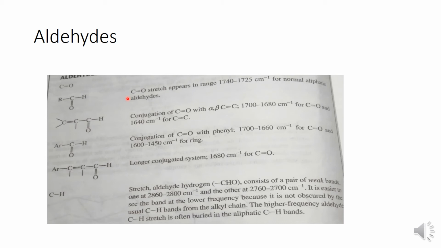Next is aldehydes. In aldehydes, the functional group is CHO, and the carbonyl CO stretch appears in the region 1740 to 1725 per centimeter. Aldehydes show a very strong band for the carbonyl group in this region, that is 1740 to 1725 per centimeter for simple aliphatic aldehydes.